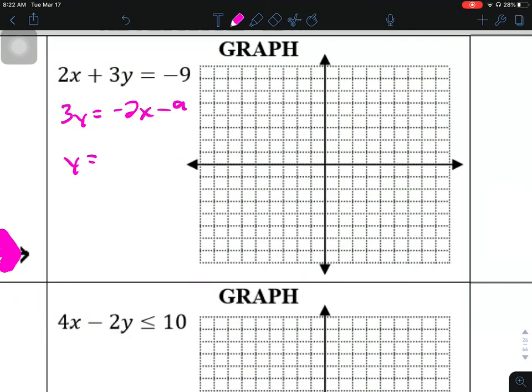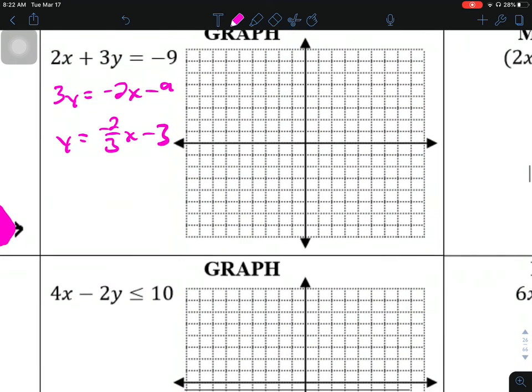Then I divide each term by 3. I get negative 2/3 x minus 3. So the y-intercept is at negative 3. And the slope tells me from that point I go down 2 and to the right 3. And I put a dot.